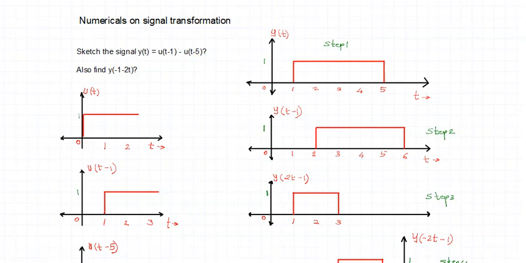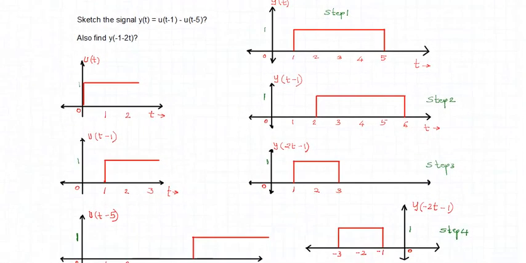So, in order to sketch your signal y(t), what you need to do? You need to first obtain u(t minus 1), then obtain u(t minus 5), and then take their difference. The resultant signal becomes your y(t). So, let us do it step by step. Let us first obtain the u(t) signal. The unit step signal is a standard signal. It is 1 for all the time instants, magnitude is 1, and on the left hand side, the signal is entirely 0. This is our standard unit step signal.